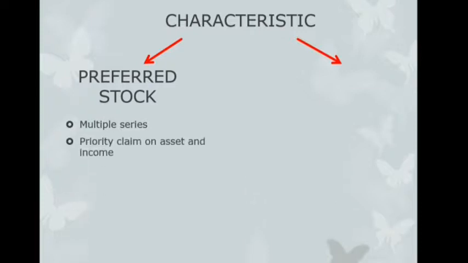Next is priority claim on asset and income. Claim on asset means preferred stock has priority over common stock in regard to claims on assets in the case of bankruptcy. Claim on income, preferred stock also has priority over common stock in regard to dividend payment.